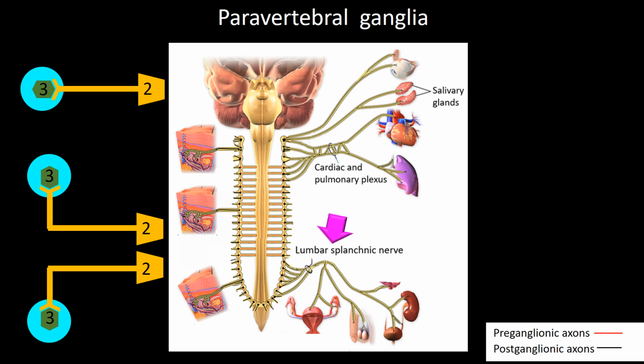Notice that in this diagram, the lumbar splanchnic nerve is made of postganglionic axons of neurons housed in the paravertebral ganglion in the sympathetic chain. This is an exception to the rule of a splanchnic nerve being constituted by preganglionic axons. The lumbar splanchnic nerve is often called the sacral splanchnic nerve.